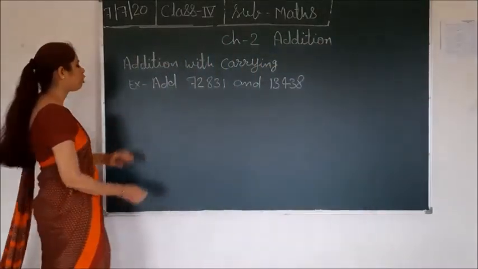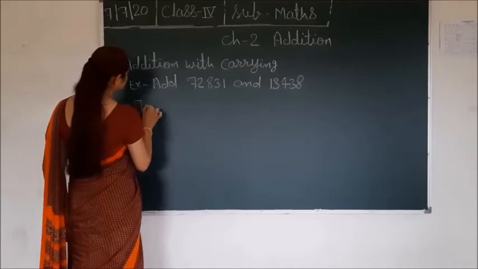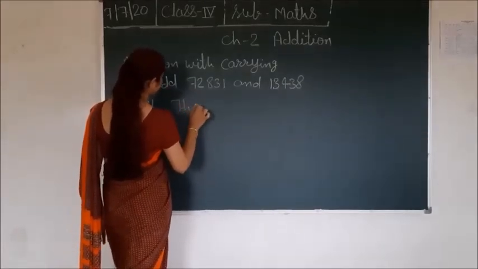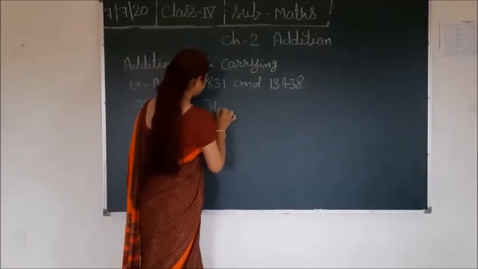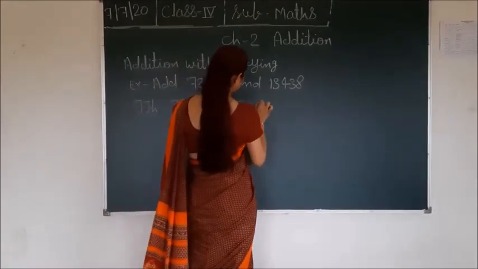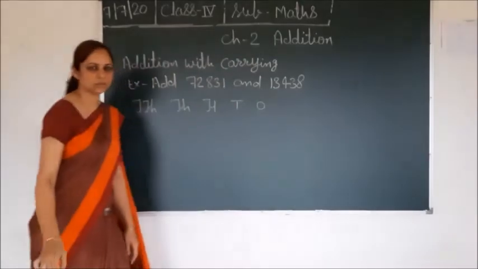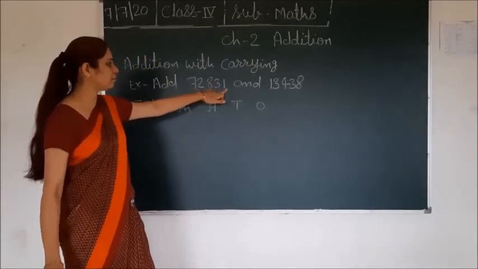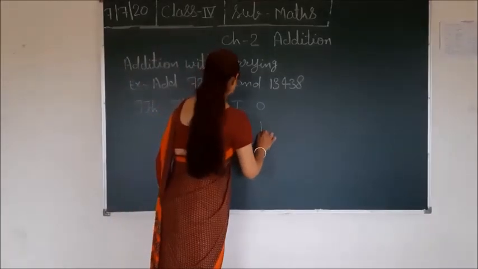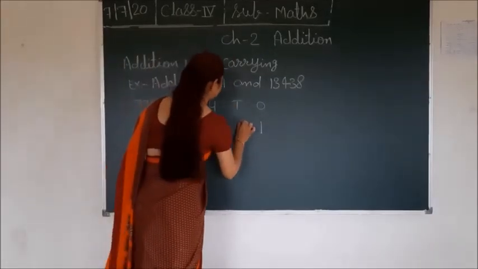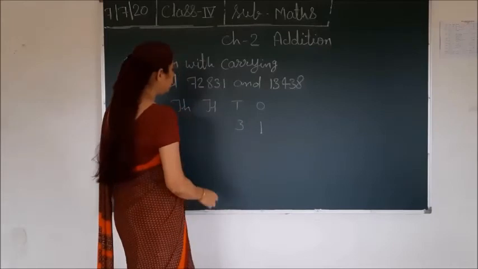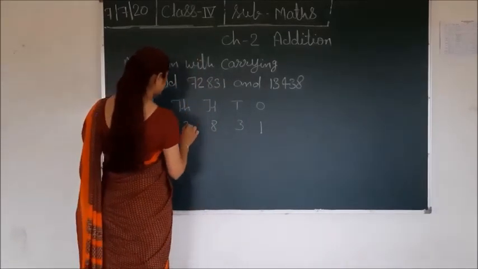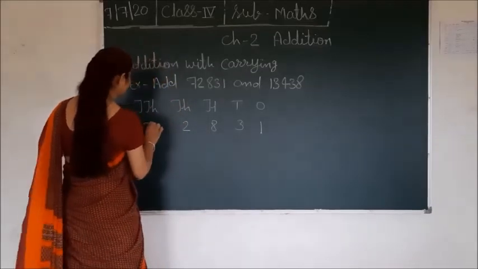We write here, starting from 10,000, place of 1,000, place of 100, place of tens and place of ones. Start from ones. First we write this number. Place of ones is 1. Place of tens is 3. Place of 100 is 8. Place of 1,000 is 2 and place of 10,000 is 7.